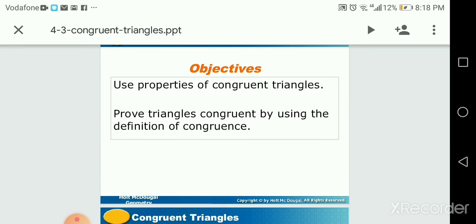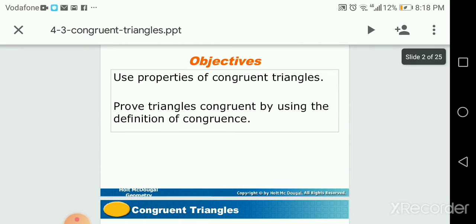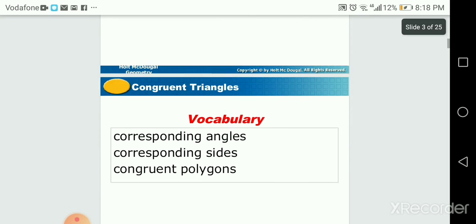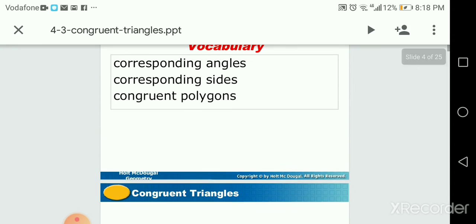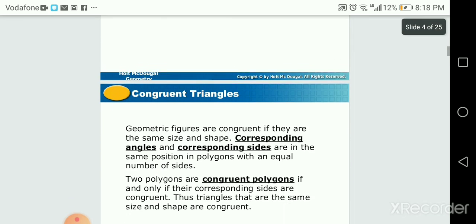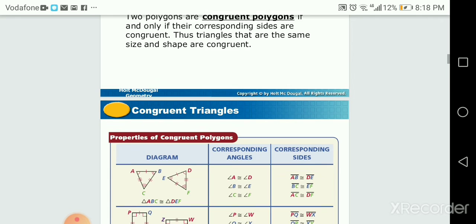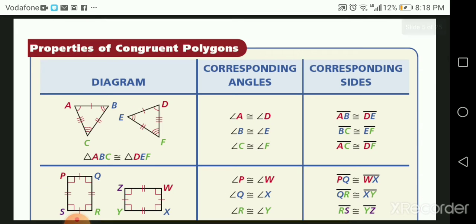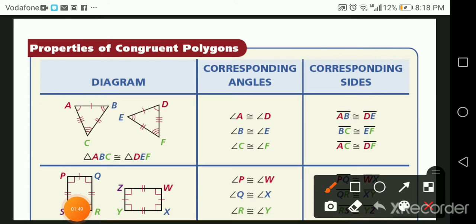We are going to use the properties of congruent triangles and prove triangles congruent by using the definition of congruence. So we're going to have corresponding angles, corresponding sides, and congruent polygons. Let's see what we are talking about. Here is the diagram. I have here the properties of congruent polygons.